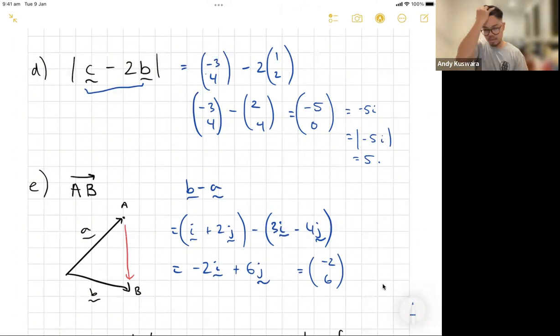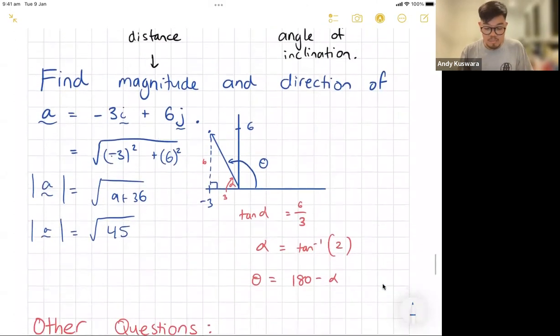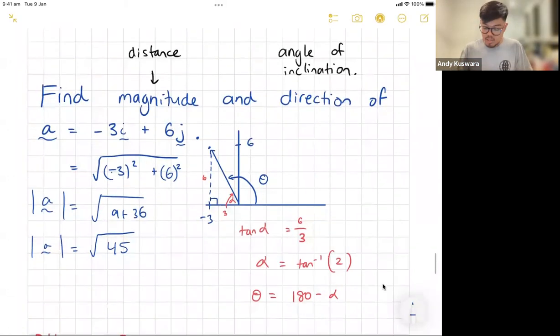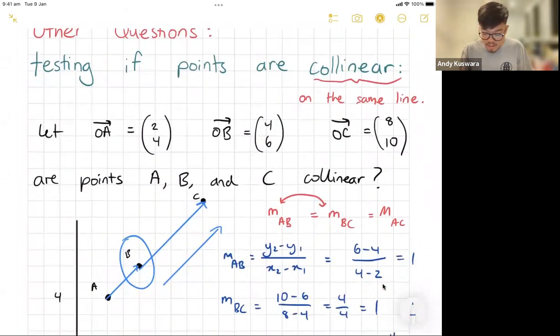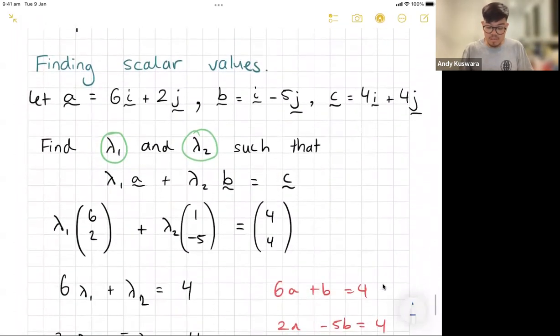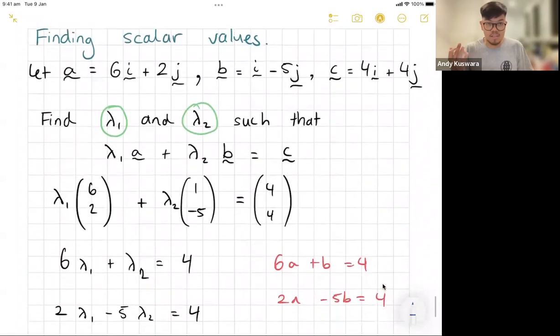Now below, I've left some more difficult questions. I'm not going to take the time to go through them because I feel like this video is already long. And everything is just going to end up being an application of what we've done. Again, just plot your points on your Cartesian plane, plot your vectors there, and then everything is stuff that you already know how to do. Find the angle of inclination, testing if points are collinear. I'll leave these here, so if you need to pause it, take a look at the working. Finding scalar values is just a fancy way of saying solve simultaneously. That's honestly really it.